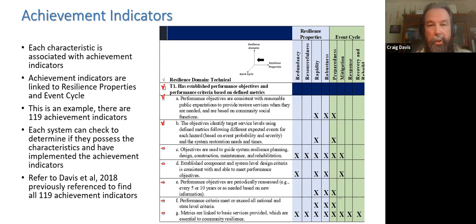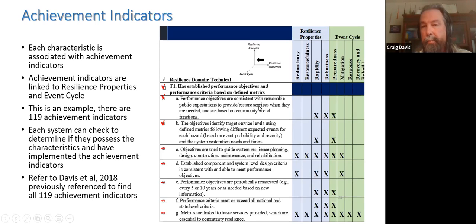So for example, you can go through and read these and check off, do we have these? In this particular example, there's a portion of characteristic T1. So they have achieved the indicator for performance objective, T1A and T1B, the identified service levels, so on and so forth. But they don't have C, D, E, and F, G, right? They're crossed off. And then further, you can see that each achievement indicator is linked to these performance properties with event cycles by the capital X on each side.